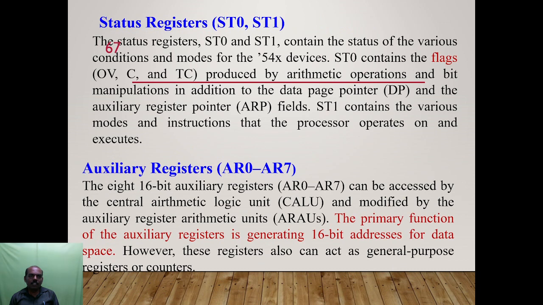Status register. The status registers ST0 and ST1 contain the status of the various conditions and modes of the TMS320C54x devices. Auxiliary registers are AR0 to AR7. These are 16-bit auxiliary registers that can be accessed by the central arithmetic logic unit. The primary function of the auxiliary registers is generating 16-bit addresses for data space.